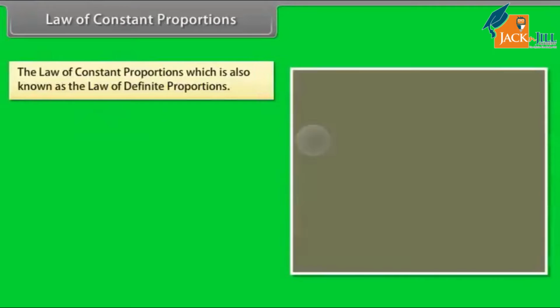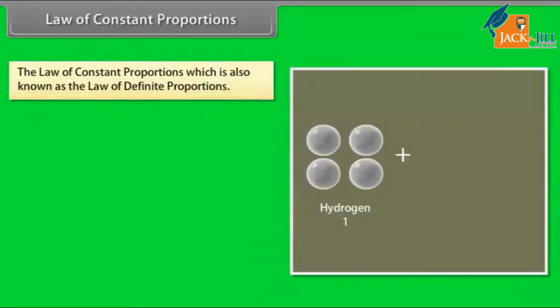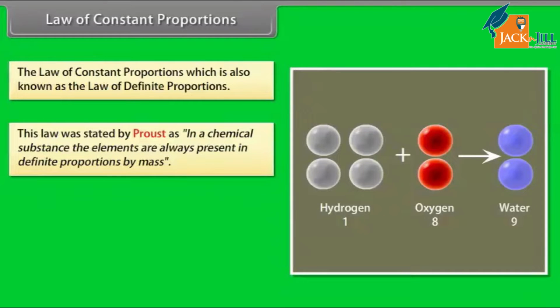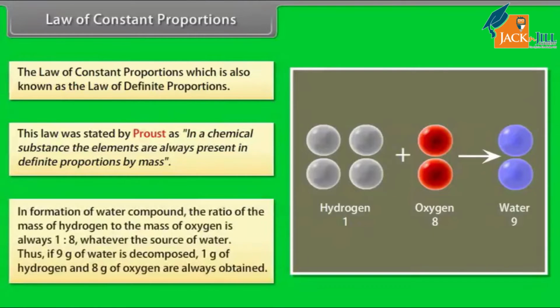Law of constant proportions. The law of constant proportions is also known as the law of definite proportions. This law was stated by Proust. In a chemical substance, the elements are always present in definite proportions by mass. In the formation of water, the ratio of the mass of hydrogen to the mass of oxygen is always 1:8, whatever the source of water. Thus, if 9 grams of water is decomposed, 1 gram of hydrogen and 8 grams of oxygen are always obtained.